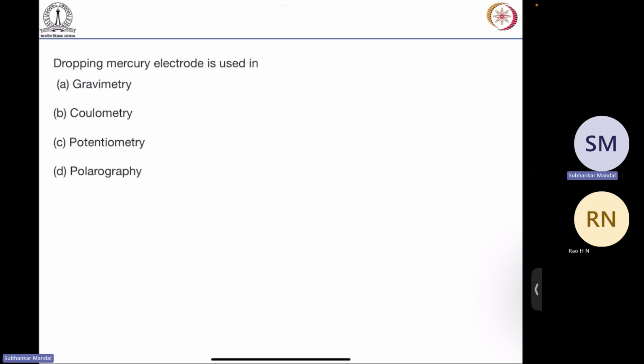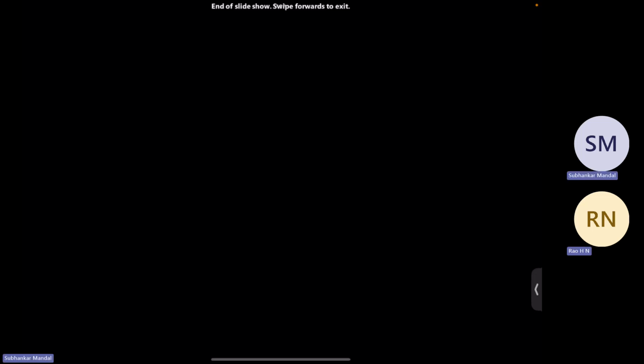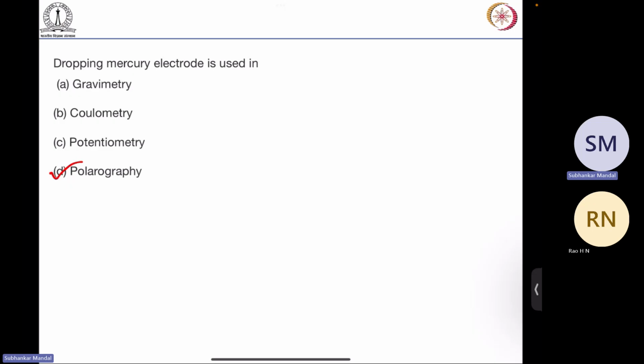The dropping mercury electrode is used for polarography. I think that's all the questions. So whatever is there, if you have any question you can ask.